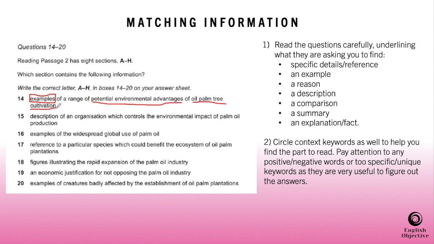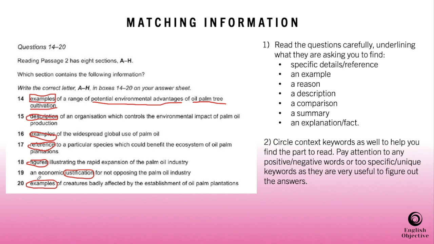So, question 15, they tell me to find a description. It will be a description, so describing. 16, some examples. 17 is a reference, so it would be something about specific details. Then figures. So the figures would be the numbers, and it says illustrating. So probably it will be kind of like an example or a fact. I'm just guessing in this case, but I know that it would be figures in question 18, so I would have to find numbers. Question 19, it's about a justification, just means an explanation or a fact or a reason. They're quite similar. And finally, 20, they say examples again.